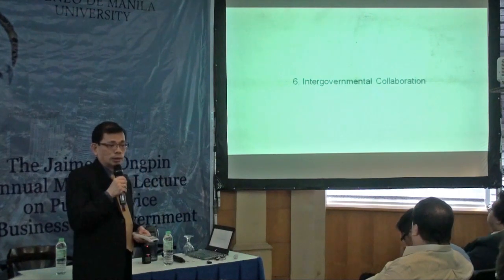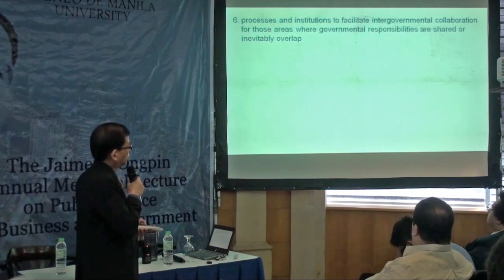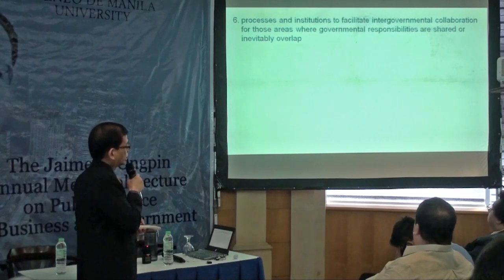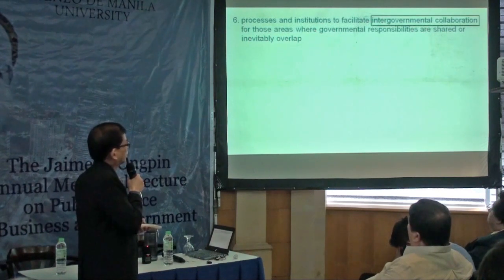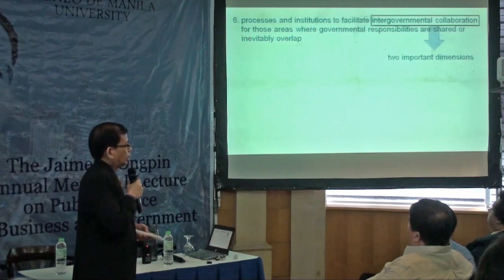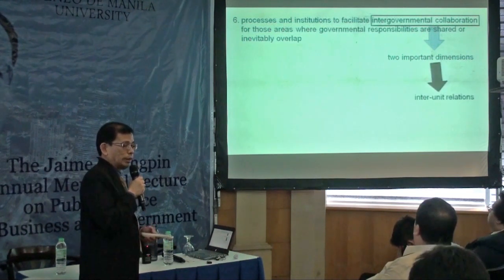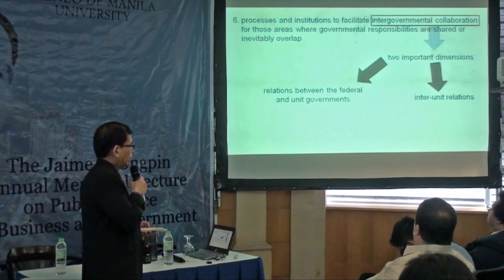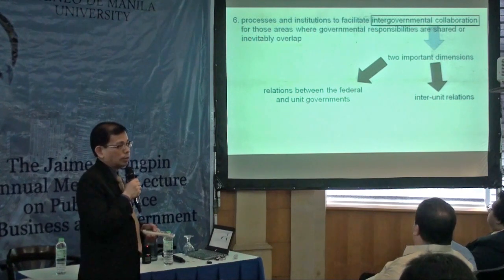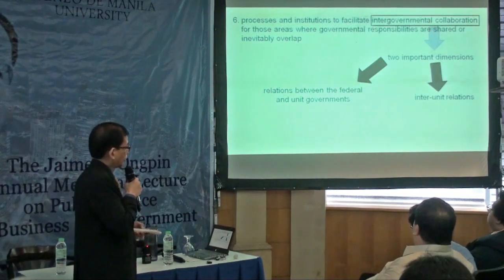The last would be intergovernmental collaboration. The sixth feature would be processes and institutions to facilitate intergovernmental collaboration for those areas where governmental responsibilities are shared or inevitably overlap. This intergovernmental collaboration has two important dimensions. One would be inter-unit relations, relations between constituent governments. And the other would be relations between the federal and unit governments for them to be able to coordinate. If in courts it's about conflict, this one would be about coordination.